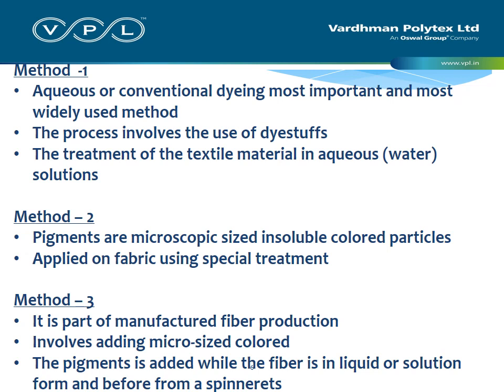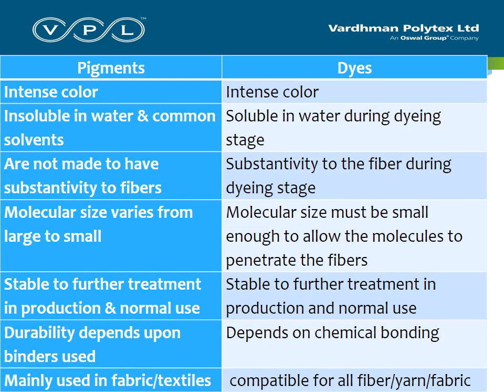Method 2, pigments are microscopic size insoluble color particles applied on fabric using special treatment. Method 3, it is a part of the manufacturing of fiber production and involves adding microscopic color. The pigment is added while the fiber is in a liquid or solution form and before it is spun.